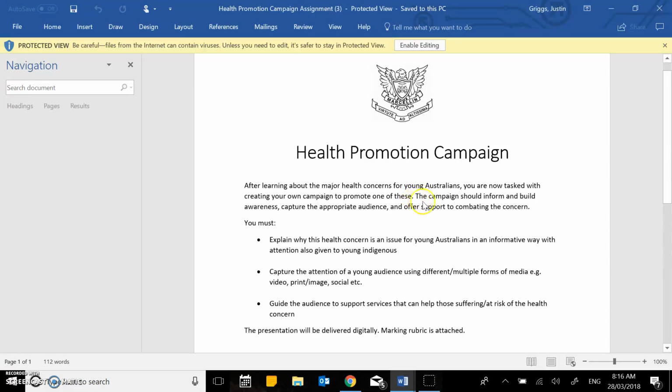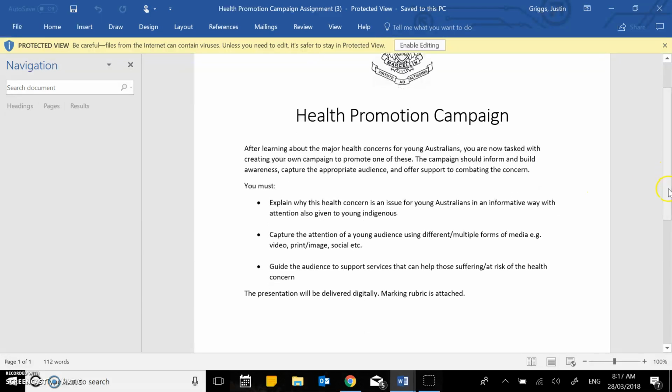Okay, so you see here, campaigns should inform and build awareness, capture the appropriate audience, and offer support to combating the concern. So what that means basically is that you've got to have a particular audience in mind for your promotional campaign, and a way in which you're going to try and, I guess, help the public or that particular audience deal with that particular concern. Now, the way you can do that is really up to you.